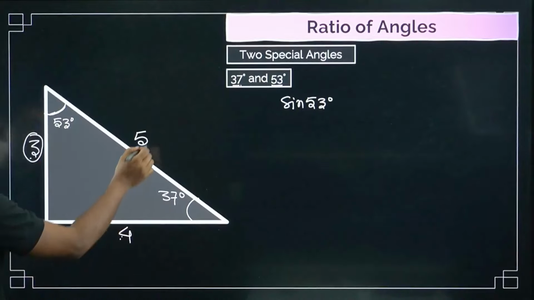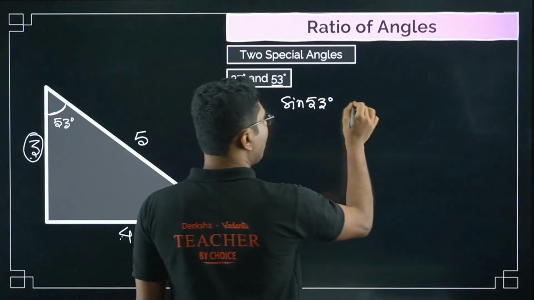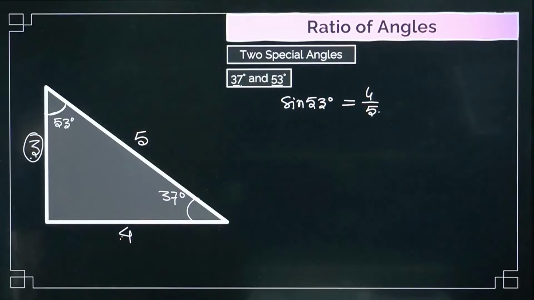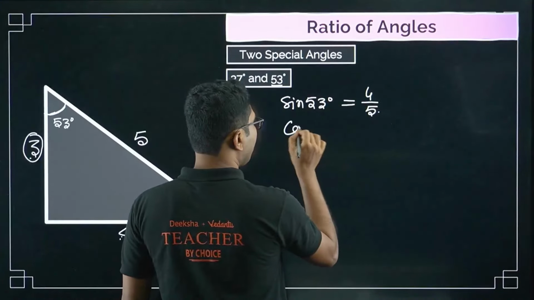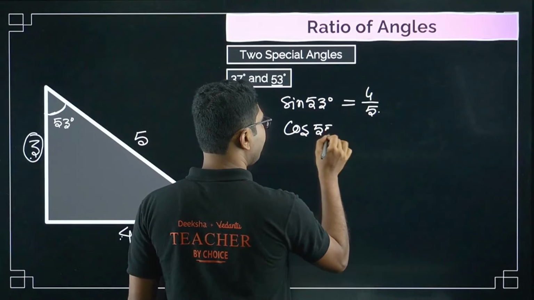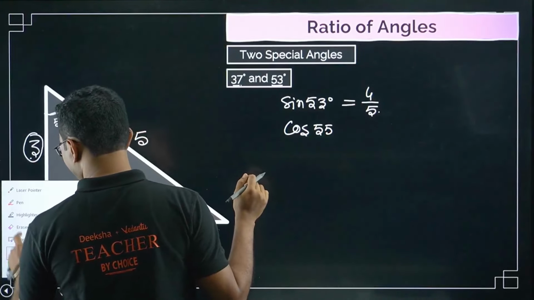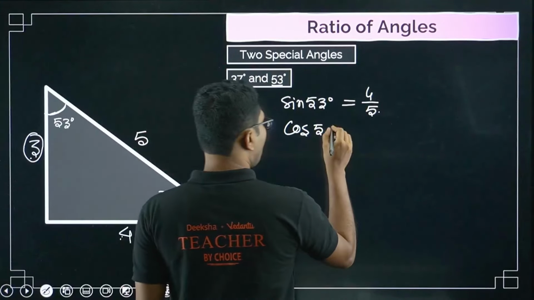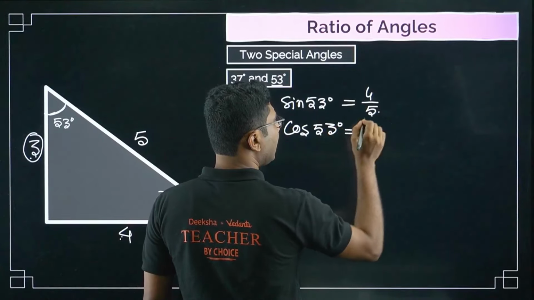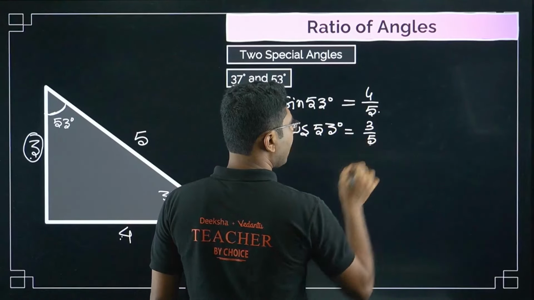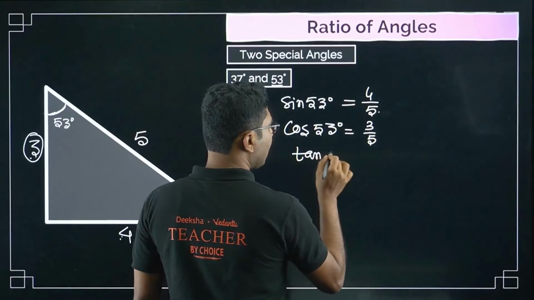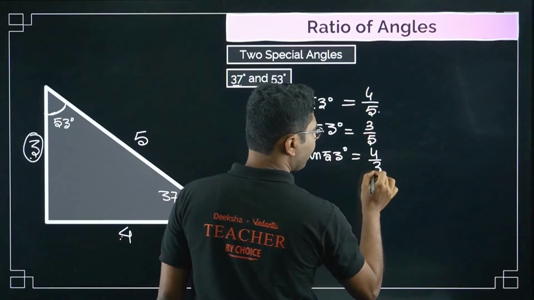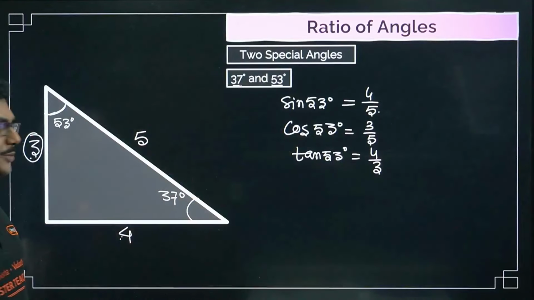Sine means perpendicular by hypotenuse, so it will be 4 by 5. Okay, what is cos 53 degree? Cos 53 degree will be not 5 by 5, cos 53 degree will be 3 by 5. Okay, and tan 53 degree will be 4 by 3. Right, these are all the angles related to 53 degrees.